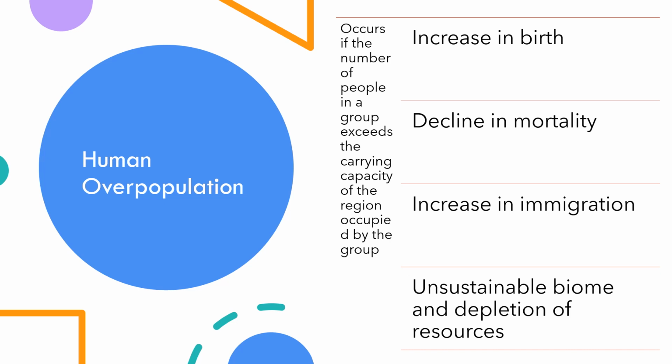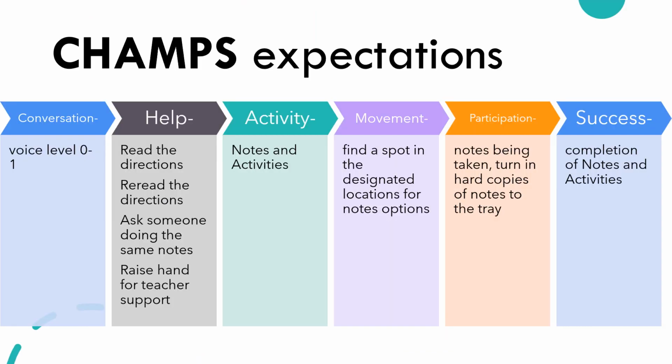And then finally, an unsustainable biome and depletion of resources. As soon as one area is depleted of resources, then people need to move to the next area that has the resources in order to support them. And sometimes that means taking over areas in which others have already occupied. So that's overpopulation kind of in a nutshell.